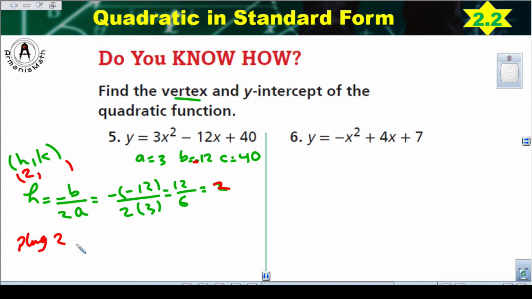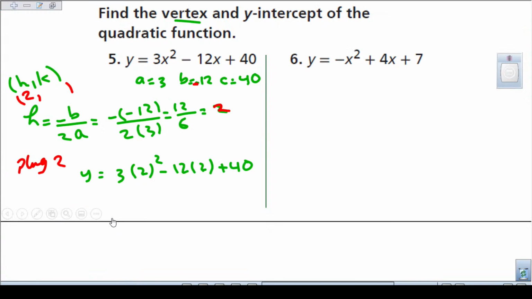Plug 2. And you're going to find that you're looking at y equals 3 times 2 squared minus 12 times 2 plus the 40. Okay, good. And 2 squared is 4 times 3. How much is that? What is 4 times 3? 4 times 3 is 12.